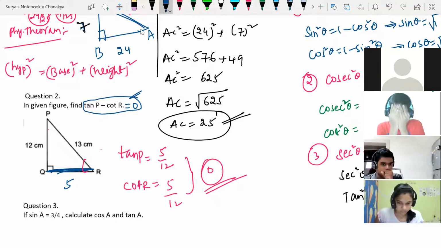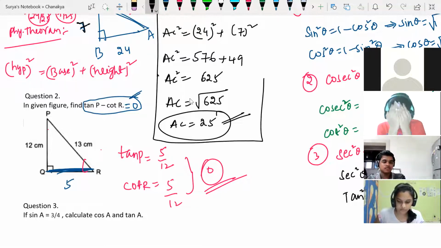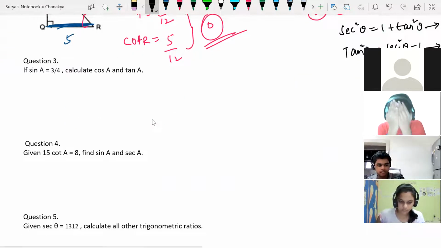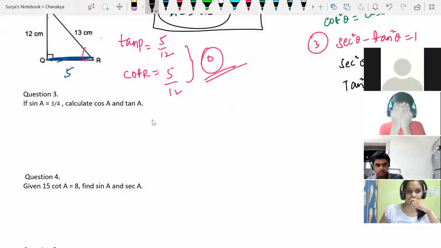Clear? Any doubt, children? No, sir. Chalo, next. Third one. Don't reveal the answer. Please calculate and post in the chat box. Sir, I sent it to you. Please wait. Fourth one also. Make it fast.